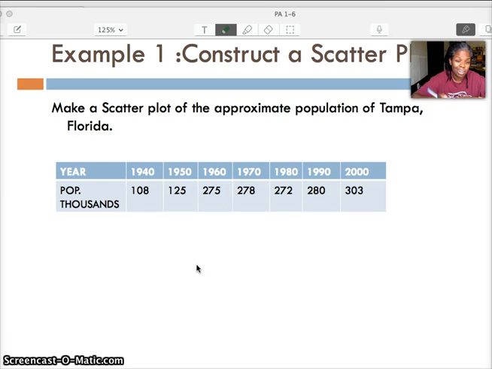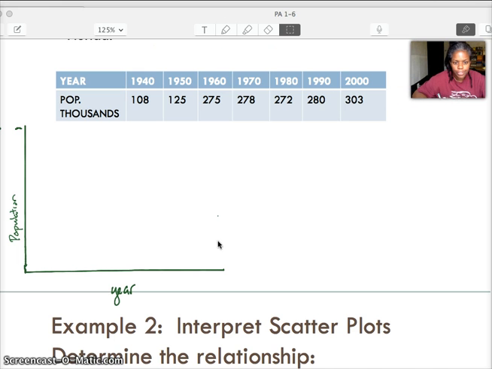So let's get started. We're going to make our own scatter plots. Make a scatter plot of the approximate population of Tampa, Florida. The first thing I've decided is to make my chart. I'm going to put year across the bottom, and generally that's what we do. The first set of values that we have are usually considered X and Y. So I'm going to treat this like the X-axis and the Y-axis. The years will go across the bottom and the population will go along the side.